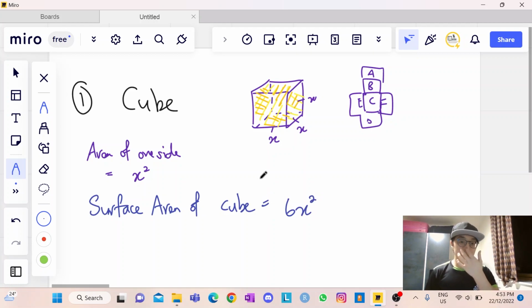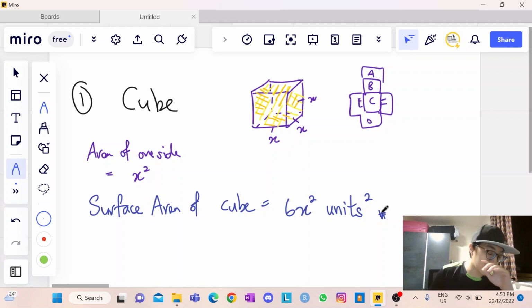And remember, this is area, so it will be in terms of unit square, not cube, because it's not volume. So this is a common misconception of people thinking surface area is like a volume, but it's not. Volume is whatever is contained inside this 3D model. So it will be x cubed instead because it's the base times the width times the height. But the surface area is just to calculate the surface of the model.